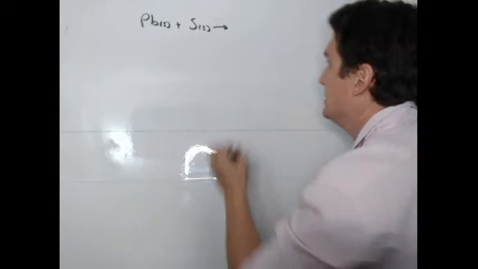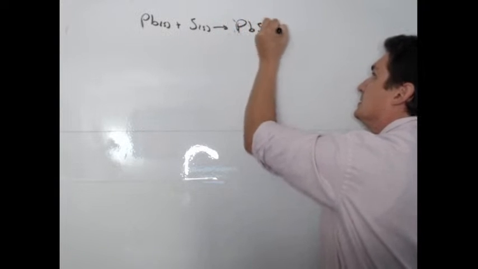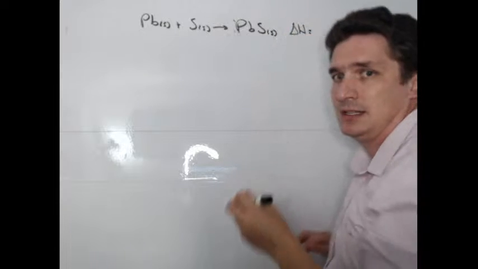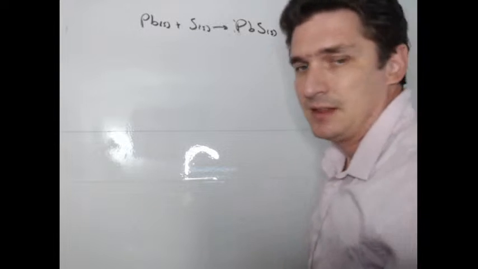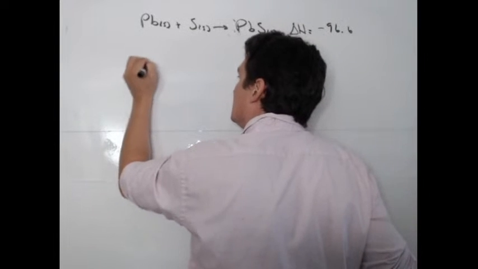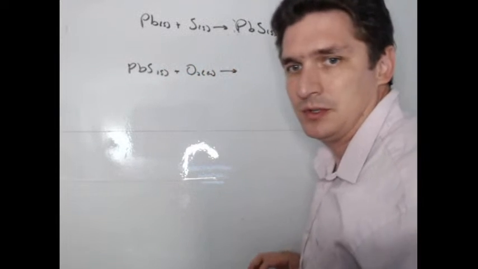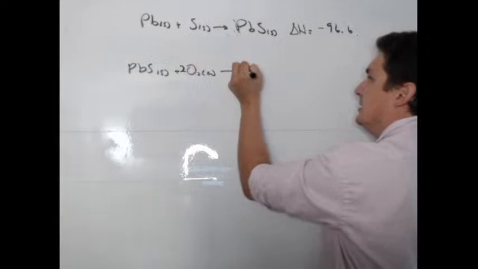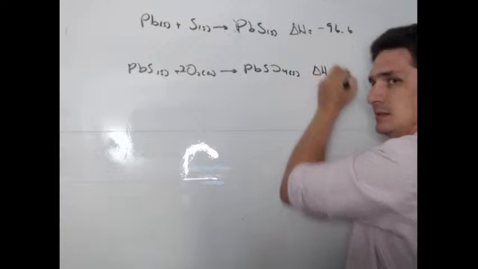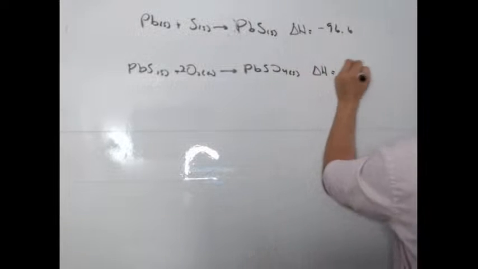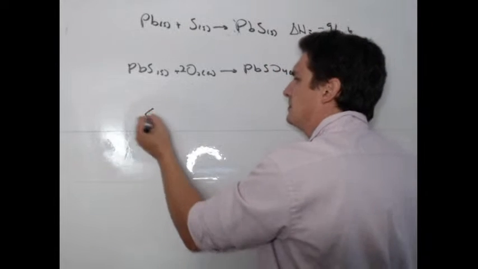So we have lead and sulfur going to lead sulfide, with a delta H of negative 96.6. We have lead sulfide plus oxygen going to lead sulfate. By the way, these are all real values. I didn't make any of these up.